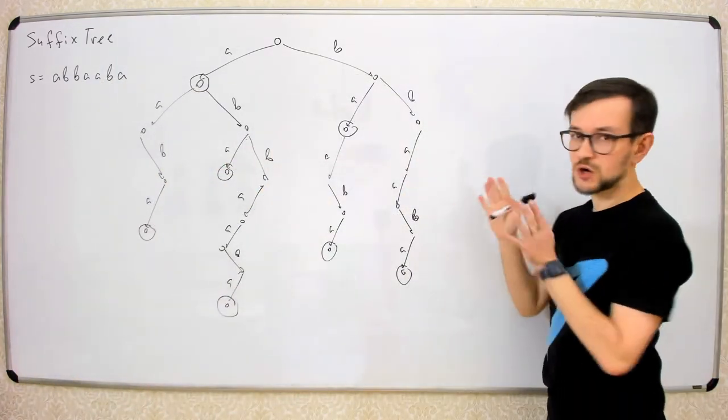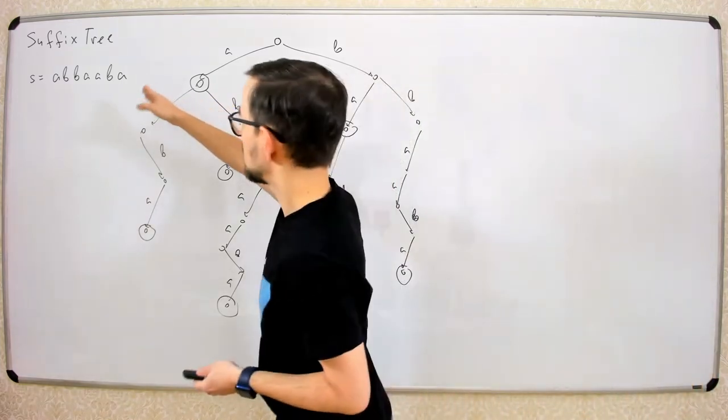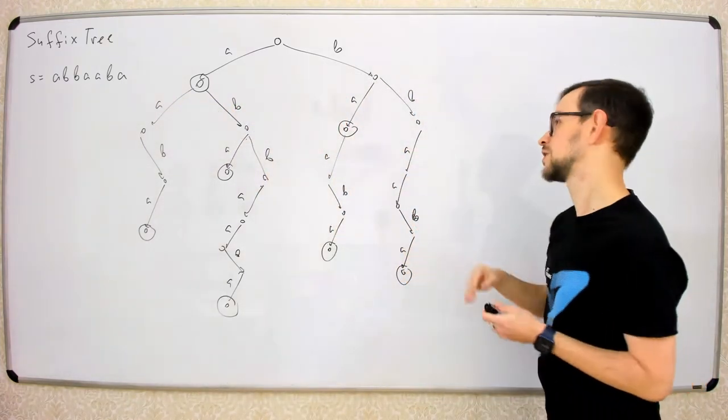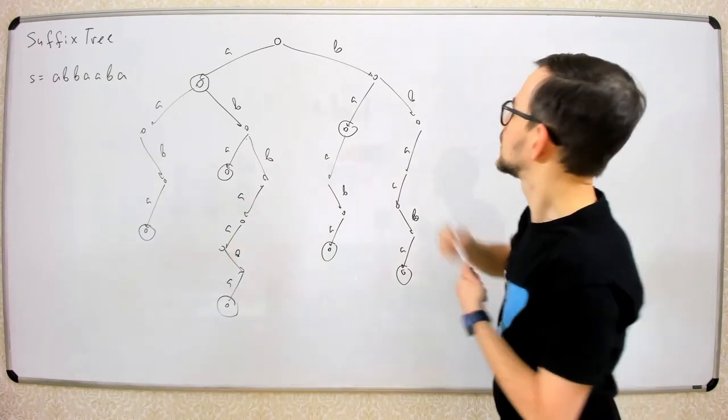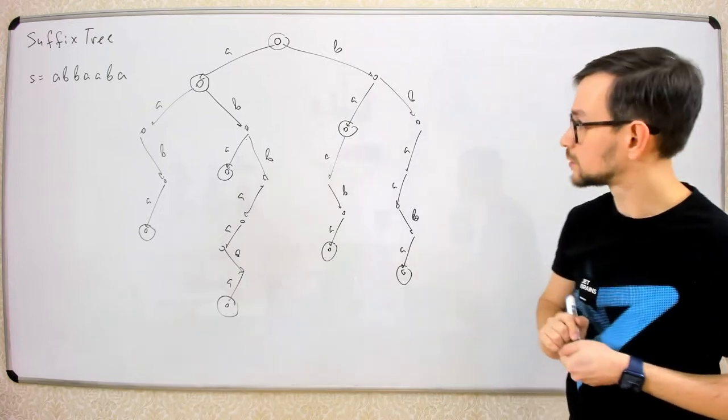So that's just a tree which contains all the suffixes of a given string. We just take this string and add all the suffixes to this tree. We can also include the empty suffix. So we can say that the root is also a terminal node.